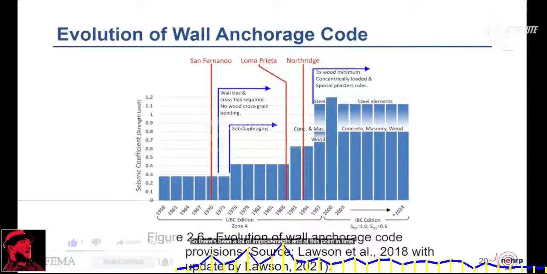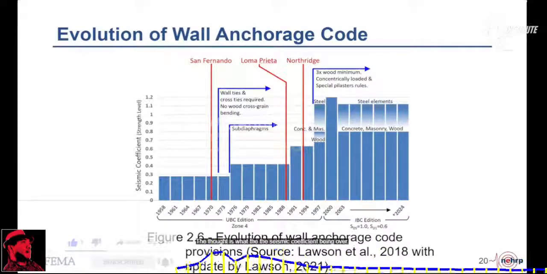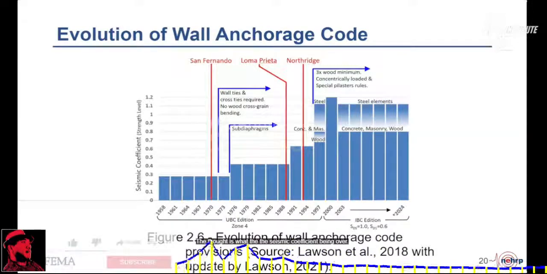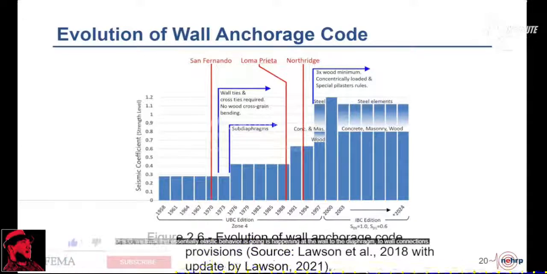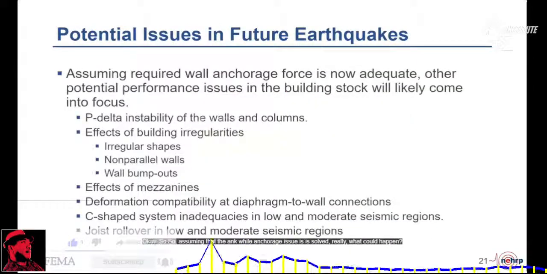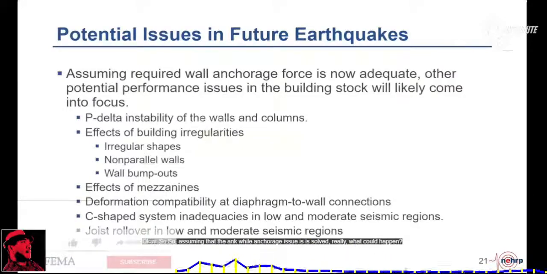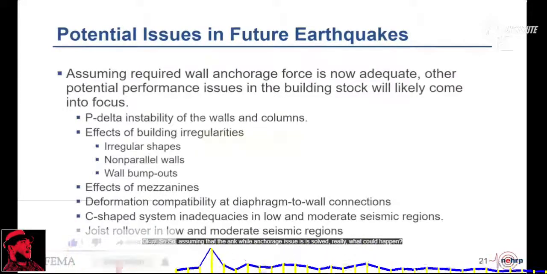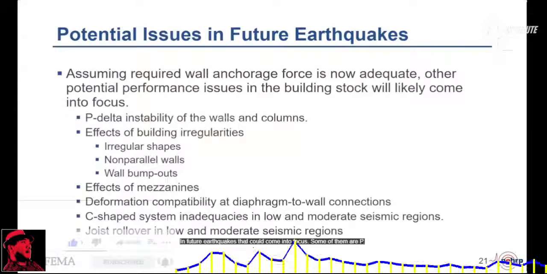And at this point in time, the thought is with the seismic coefficient being over 1G, we think that essentially elastic behavior is happening at the wall to diaphragm connections. Okay, so assuming that the wall anchorage issue is solved, really what could happen in future earthquakes that could come into focus?